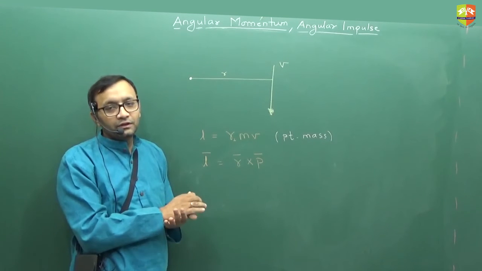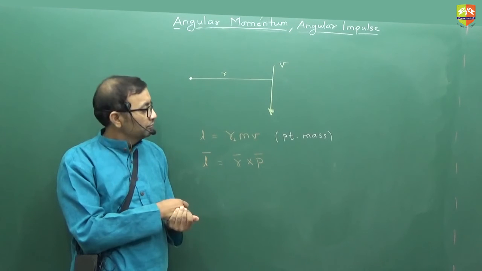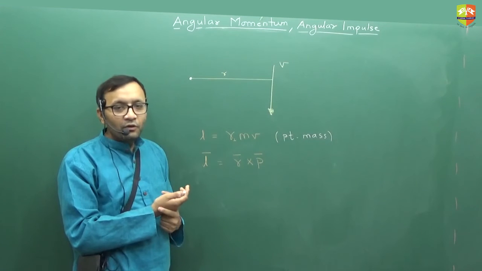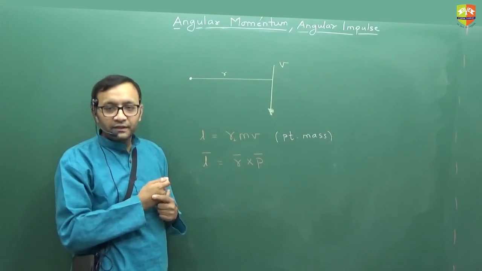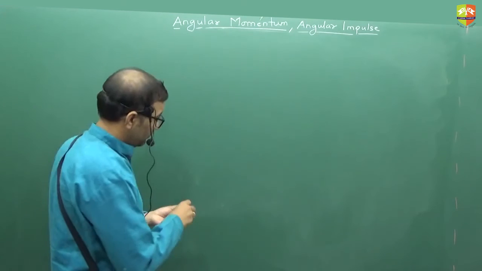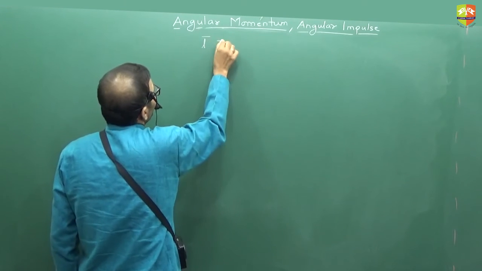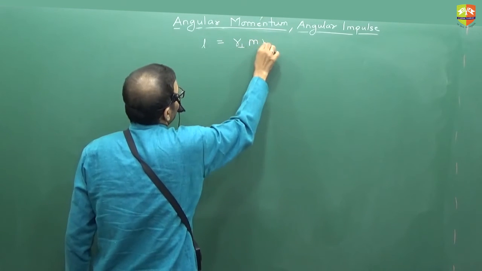Any doubts? This is the angular momentum of the point mass. Let us now try to find out the angular momentum of a rigid body. This is very clear, right? Okay, by the way, one more thing. The magnitude of angular momentum is r perpendicular times mass times velocity.